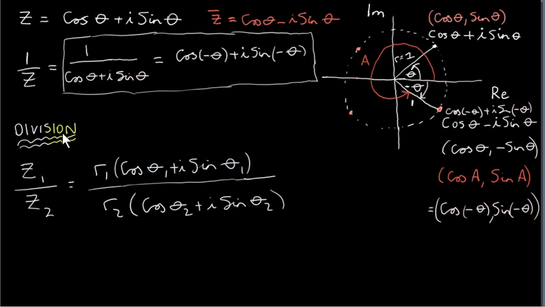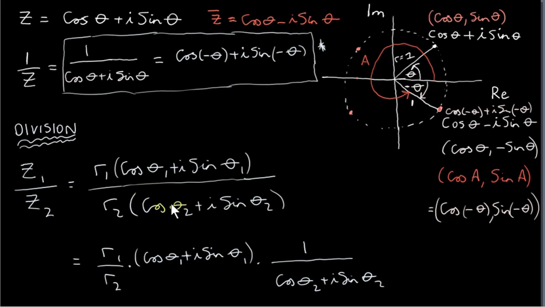Now let's look at the division of two complex numbers. We have the complex number z1 in polar form. Its modulus is r1, its argument is theta 1. We have a second complex number z2, its modulus is r2, its argument is theta 2. We want to divide z1 by z2, and we're going to use this result here. Well, we can factorize this out. We can factorize out r1 over r2, we can factorize out the numerator, and then we can factorize out 1 over the denominator. But of course we can now use this result up here for 1 over cos theta 2 plus i sine theta 2. We see that it's going to equal cos minus theta 2 plus i sine minus theta 2.